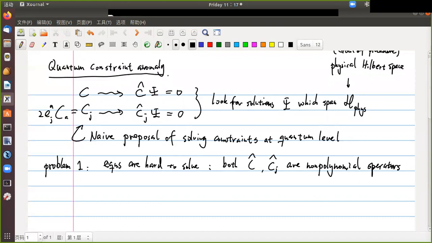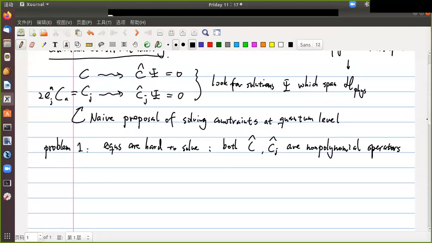So how do we see they are non-polynomial? The non-polynomiality comes from the volume operator, because they both depend on the volume. The volume operator is not a polynomial operator, because the volume operator is the Q operator squared, raised to the power 1/4. The Q operator is polynomial, and when you take the square it is still polynomial, but when you take the power 1/4, it is not polynomial. Therefore, both the Hamiltonian constraint and the diffeomorphism constraint are not polynomial.